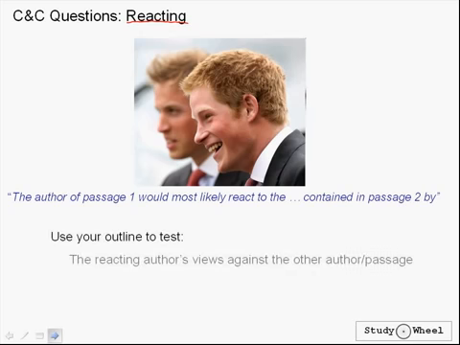So in this case, you want to use your outline to test the reacting author's views against the other author or passage. So you really want to put yourself in the shoes of the one author, think about what their main point is, what their argument is, and then based on what their main point is, how would they react or what would they think about the other author? So that's basically it for paired passages.